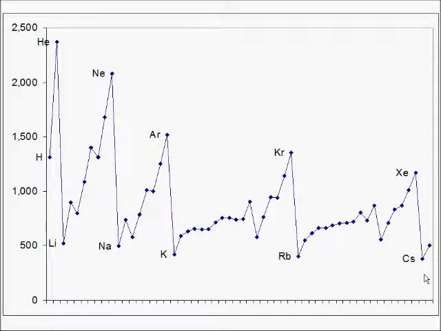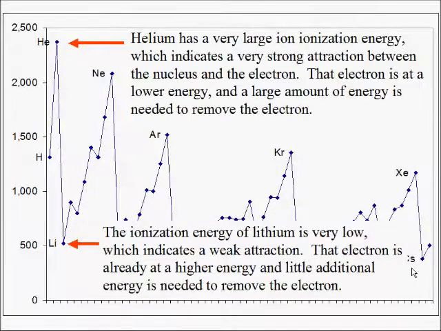And what do you notice about all those? Well, clearly you ought to see that helium and neon, argon, krypton, and xenon are all inert gases. And lithium, sodium, potassium, rubidium, and cesium are all alkali metals. Now, why does helium have a very large ionization energy? That means there's a very strong attraction between the nucleus and the electron. Since that electron is at a fairly low energy, then it needs a great deal of energy to remove it.